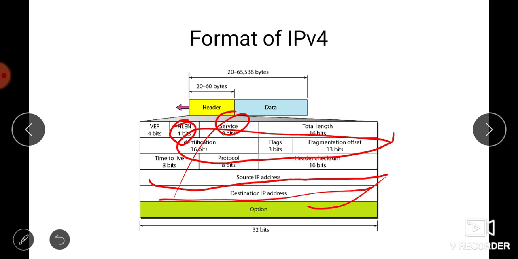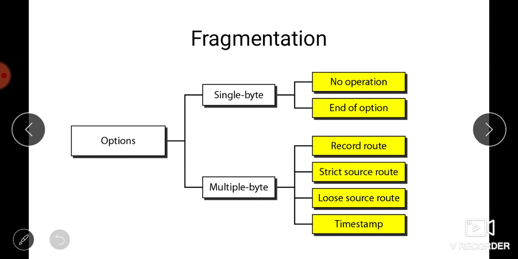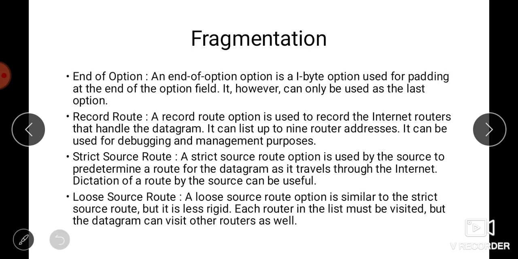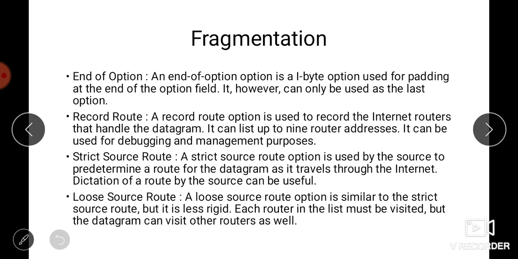Okay, this is the options field. So what are the options? Single byte and multiple byte. For single byte we have no operation and end of option. For multiple bytes we have record route, strict source route, loose source route, and timestamp. So first one is end of option. No operation means there is no operation. End of option is a 1 byte option used for padding and end of the option field. It can only be used as the last option.